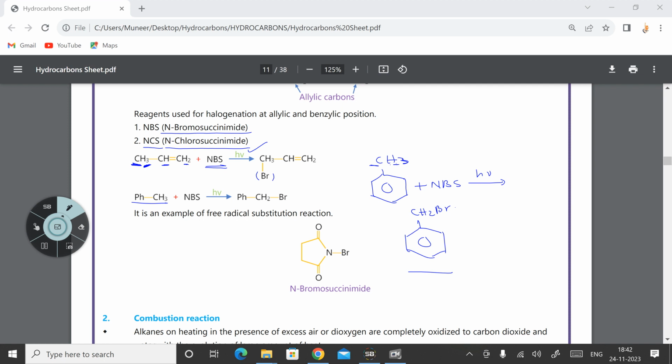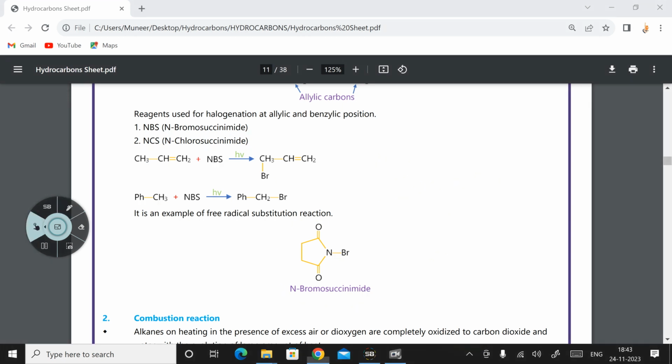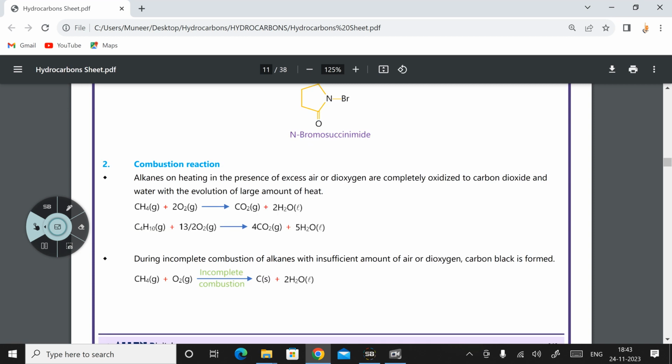What is the structure of N-bromosuccinimide? See, this is N-bromosuccinimide. N means nitrogen; the bromine atom is attached to nitrogen, that is why it is called N-bromosuccinimide. Its total name is succinimide: pentagon, double bond O, NBr. If Cl is present here, then it is called N-chlorosuccinimide. So NBS and NCS are used to replace allylic hydrogen and benzylic hydrogen in the presence of sunlight.